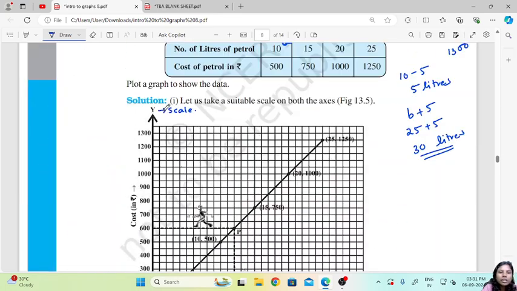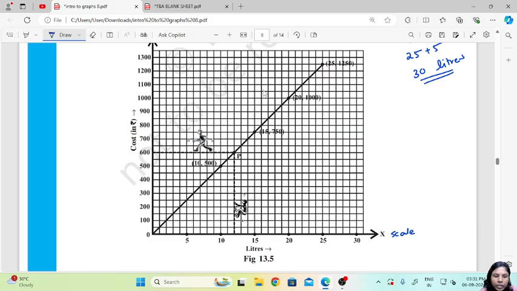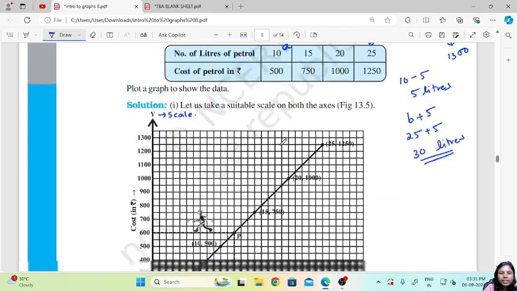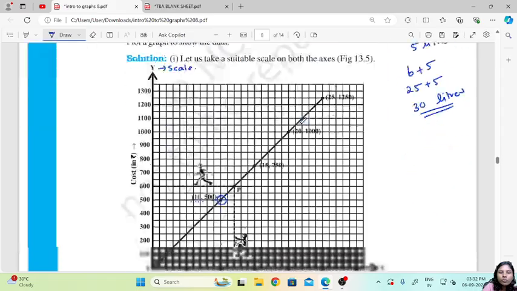Next, after that, these points which are given, you start by marking the point on the x-axis, that is 10. At this point we have 10 liters, and the cost for 10 is 500. So you have to start from 10, go up along the adjoining line, and then see where the 500 line intersects with the 10 liter line. That becomes our point 1. Then similarly go for 15 liters.